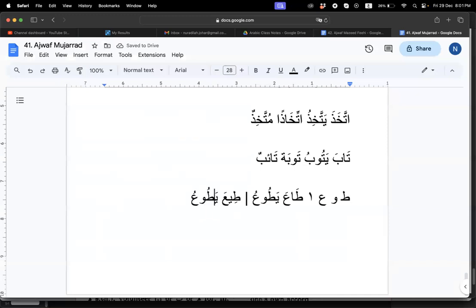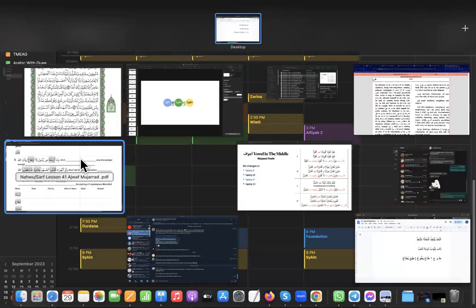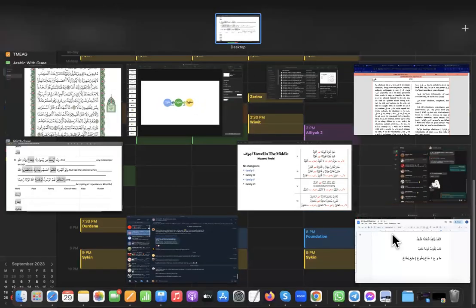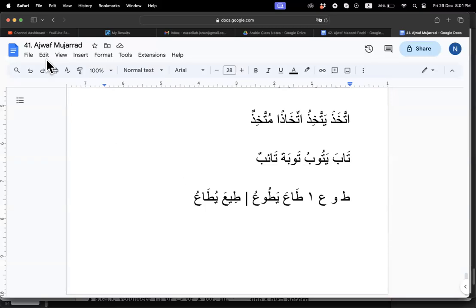And what about the mudhari majhul? Yati'u. Mudhari majhul is what pattern? Uu'a, u'a. So ya, dhamma, ta, dhamma, alif, fathah, and this one changes to alif because of the fathah. So you get yuta'a, which is actually the word here. Sorry, this is supposed to be yuta'u, but this is mansub.